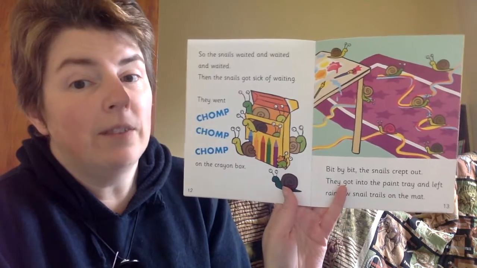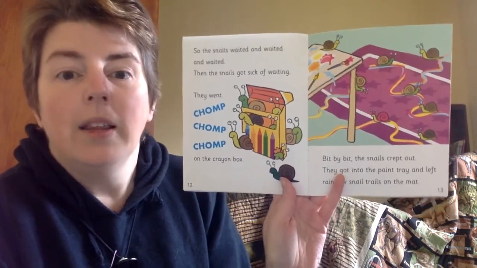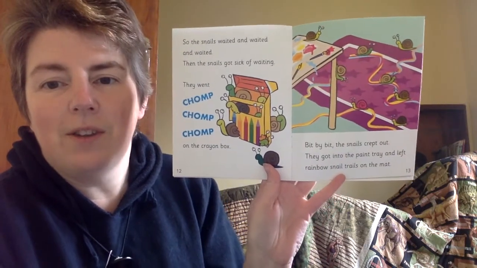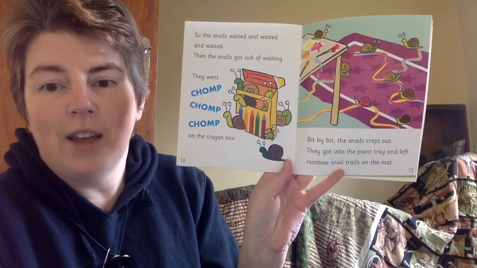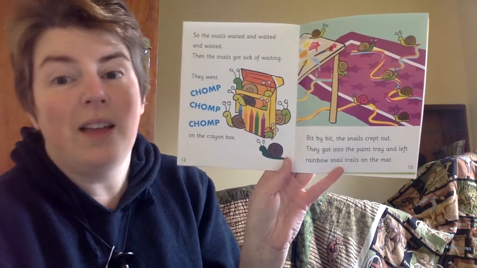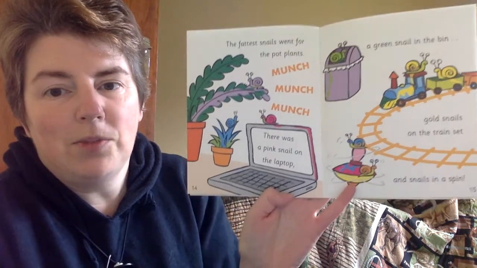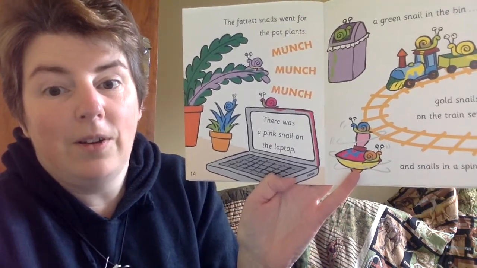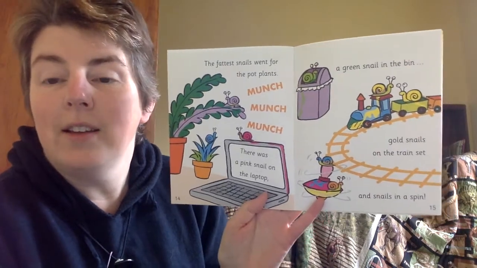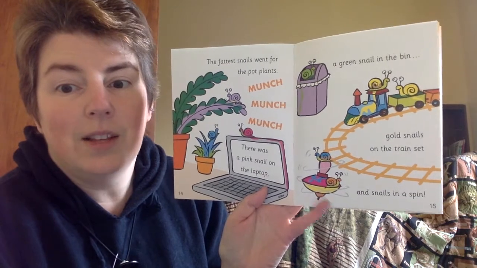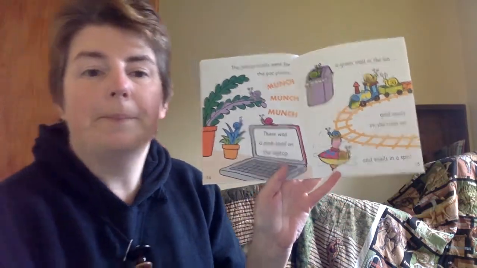Then the snails got sick of waiting. More for some. They went chomp, chomp, chomp out of the crayon box. Bit by bit the snails crept out. They got into the paint tray and left rainbow snail trails on the mat. The fattest snails went for the pot plants. Munch, munch, munch. There was a pink snail on the laptop, a green snail in the bin, gold snails on the train set, and snails in a spin. Look at them on the top.